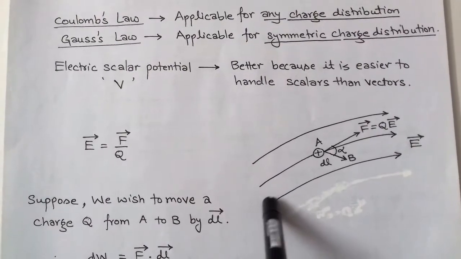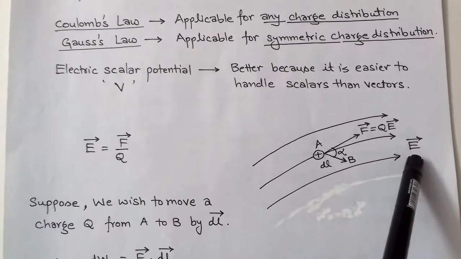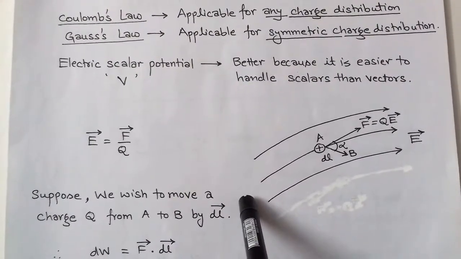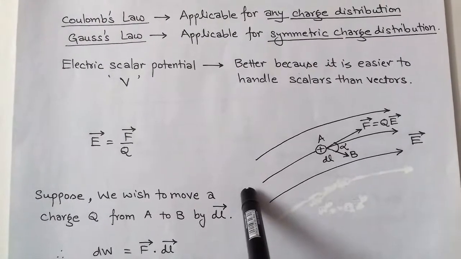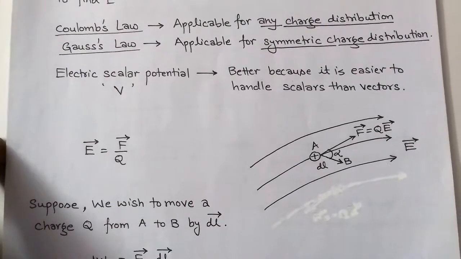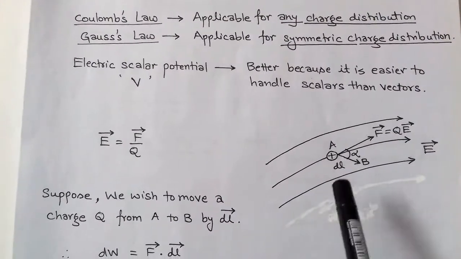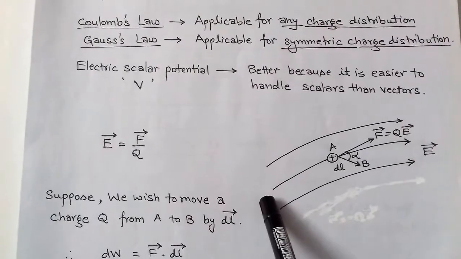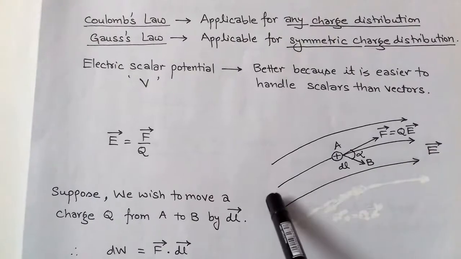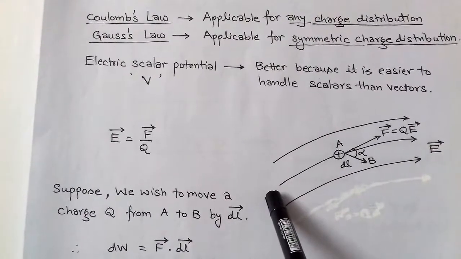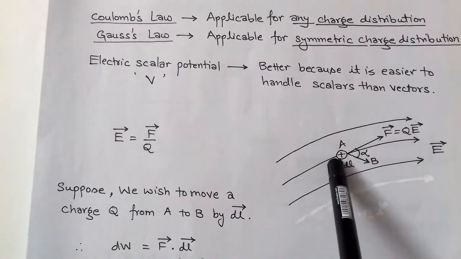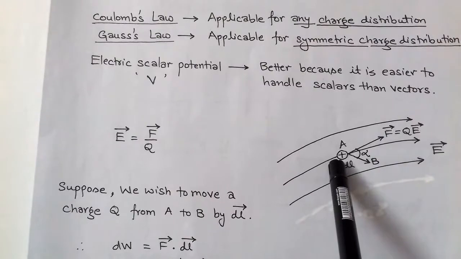As we know, we consider an electric field. Electric field is originated from some positive charge. The source of electric field is positive charge and it terminates at negative charge, or if there is no negative charge, it terminates at infinity. So here we consider an electric field intensity, or electric field. In this electric field we place a charge Q. The charge Q is at point A.